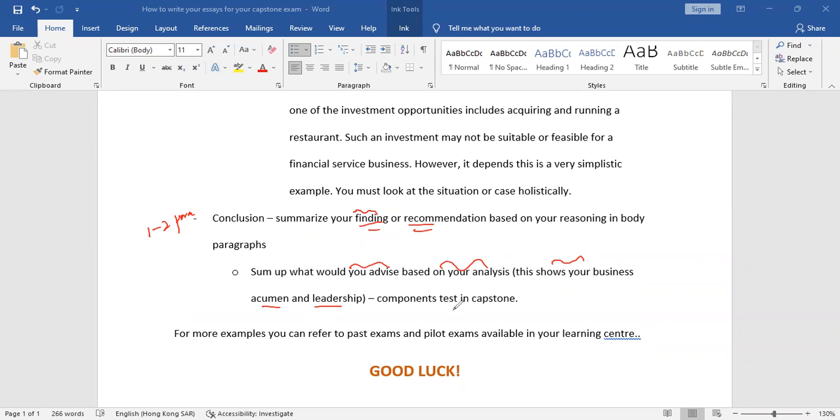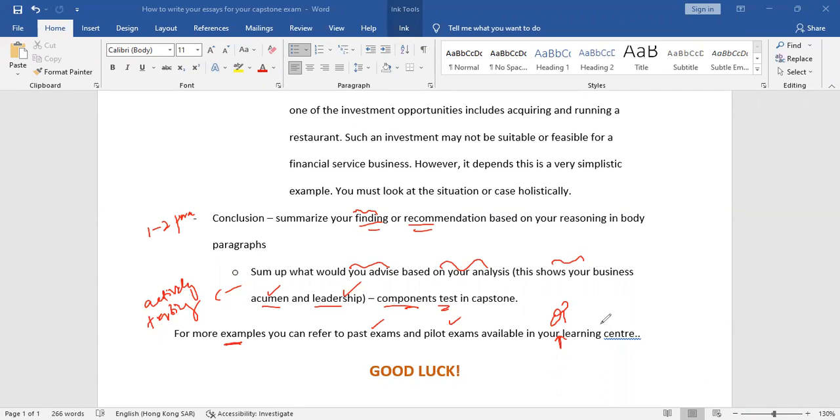These are common components tested in Capstone. Business acumen and leadership is something examiners are actively testing. That's why I would like to again emphasize that you do not want to say something but mean something else, because then you're presenting a conflicting answer and lacking business acumen and leadership qualities. If you want more examples, you can refer to past exams and pilot exams, which are available in your QP Learning Center.